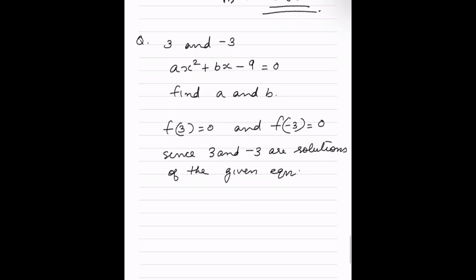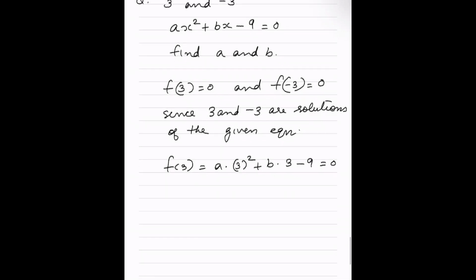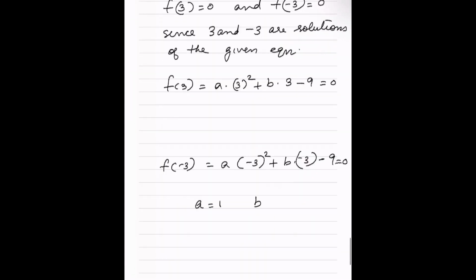Then start: f of 3 equal to a into 3 whole square plus b into 3 minus 9 equal to 0, and frame the corresponding equation. Then f of minus 3 equal to a into negative 3 whole square plus b into negative 3 minus 9 equal to 0. Now complete it. Yes, a is 1 and b equal to 0.